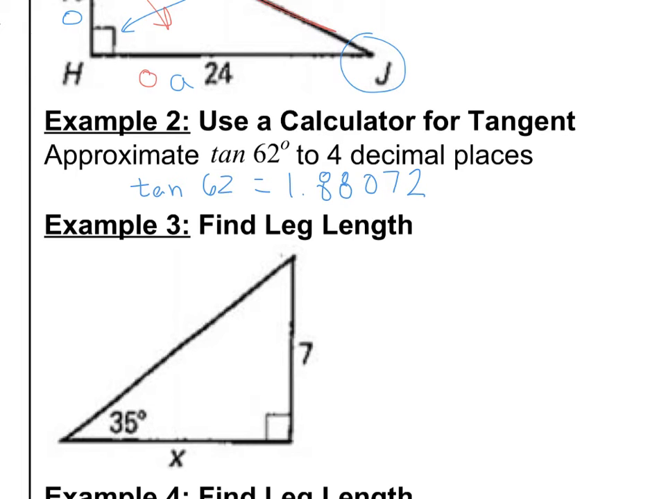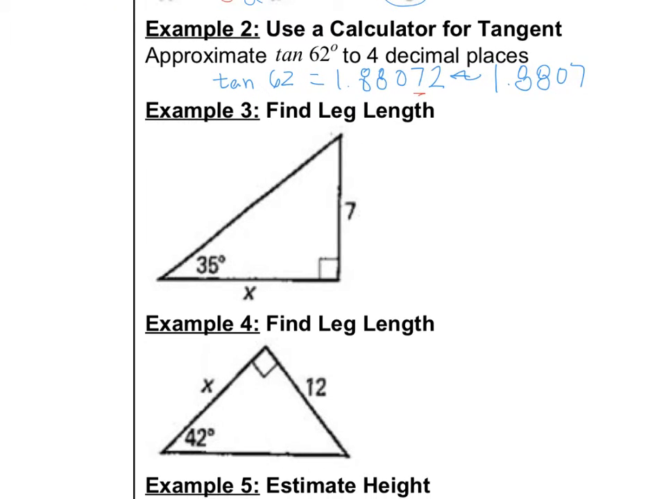So 4 decimal places, that means we're going to stop here. Now is the 2 going to tell me to go up to an 8 or stay a 7? Hopefully you're saying stay a 7. So this is about 1.8807, and that's all you've got to do. Just some simple calculator work. If your calculator is a little different, just let somebody know. We can help you figure out how to use it.